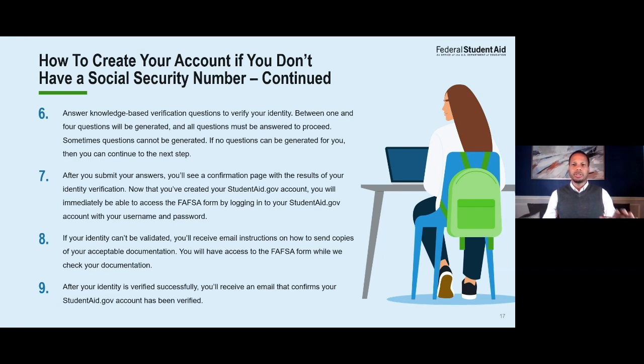After you submit your questions, you'll see a confirmation page with the results of your identity verification. When you're going through this particular process, you'll be immediately able to access the FAFSA form by logging into StudentAid.gov with the username and the password that you've created. Now, that's if your identity can be verified.